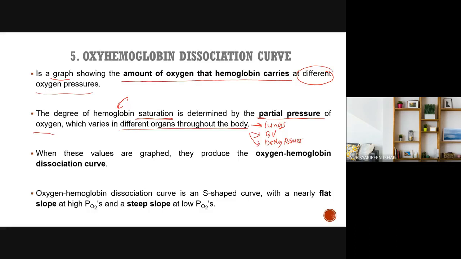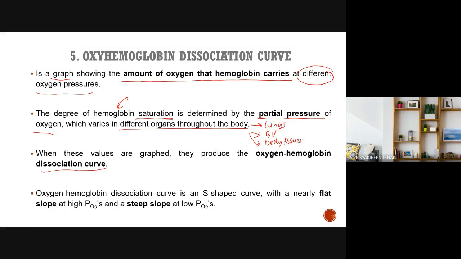Okay. So when these values are graphed, they produce the oxygen hemoglobin dissociation curve. Faham kan perkataan ni? Hemoglobin akan somehow releasekan oksigen kan bila dah reach body tissue kan. So that's why we call this as hemoglobin dissociation curve.